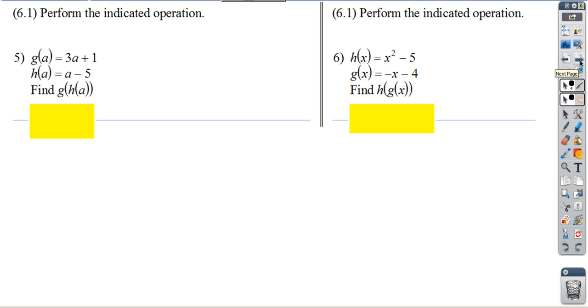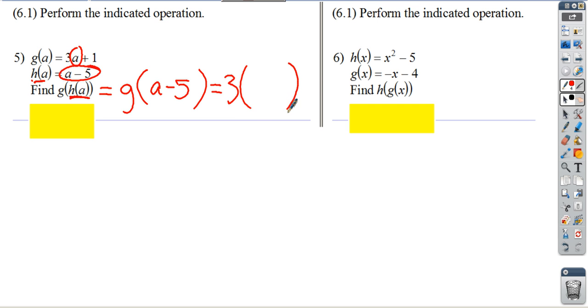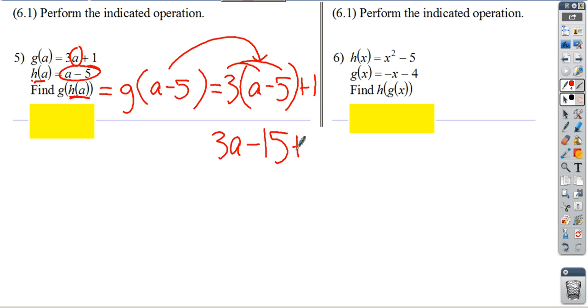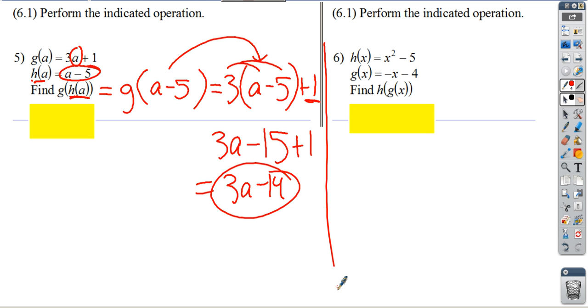Alright, these ones are a little bit trickier. This is called function composition, and what this basically means is in this parentheses needs to go that function right there, because that's the h of a function. So g of h of a means g of a minus 5. And that means wherever I see an a in that function, which I see an a right there, it's going to get replaced with a minus 5. So now if we distribute 3 times a is 3a, 3 times minus 5 is minus 15. And then we add that 1 that was outside. So we get 3a minus 15 plus 1 is minus 14. And that's the simplified answer.